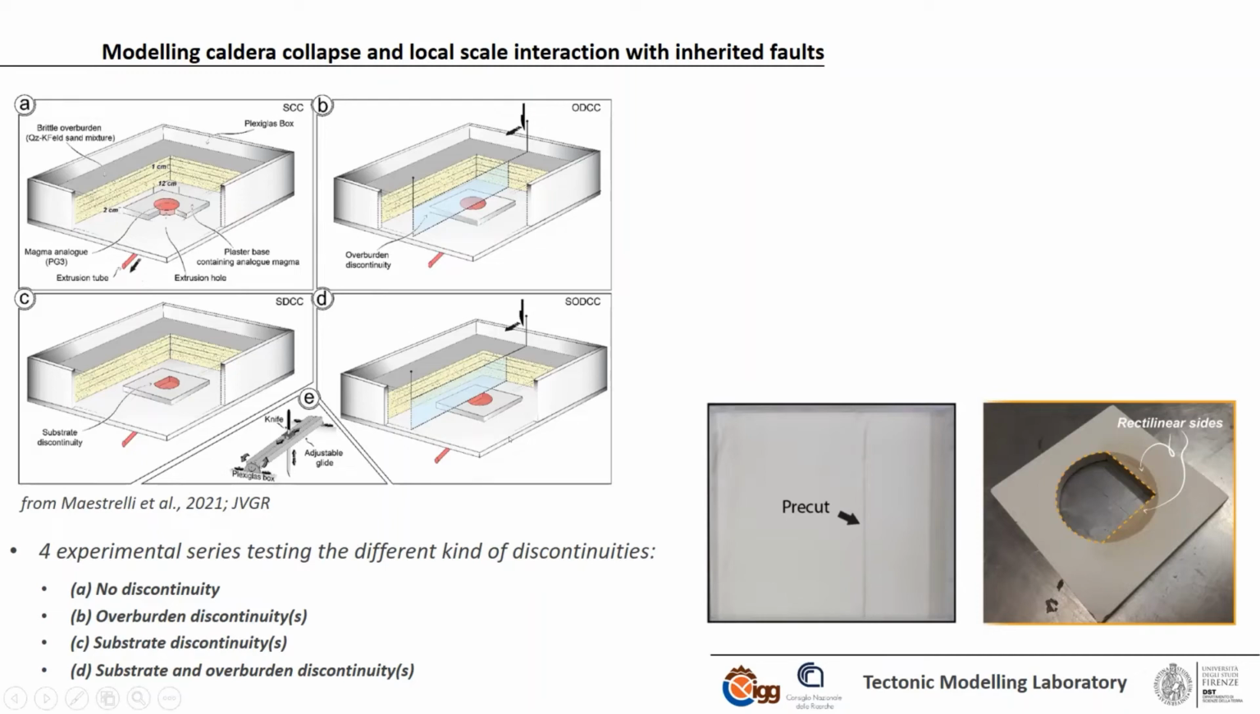And in the last series, we simulated the condition of both inherited structure types. So we had substrate discontinuities represented by straight sides in the magma chamber, and then we also placed inherited discontinuities by cutting through the sand in correspondence of the substrate discontinuities, but in the overburden.